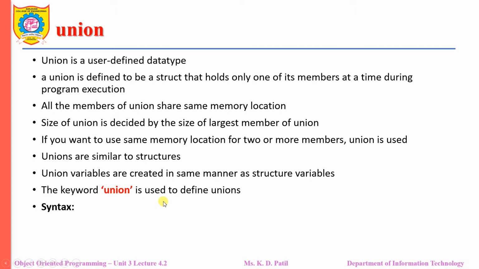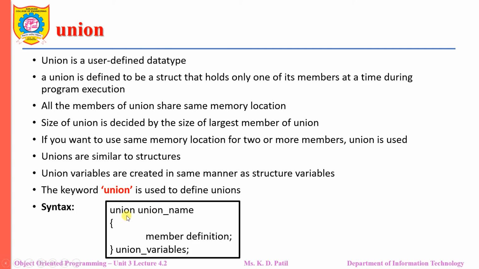Let us have a look at the syntax of a union. Here I have a syntax of a union where union is the keyword followed by the union name. This union name should follow all the rules of naming. Inside the opening and closing curly parentheses, there are member functions as well as different members of a union, and we can create the union variables with the union definition itself. You can also create the union variable separately, in the same way as we create the structure variables.